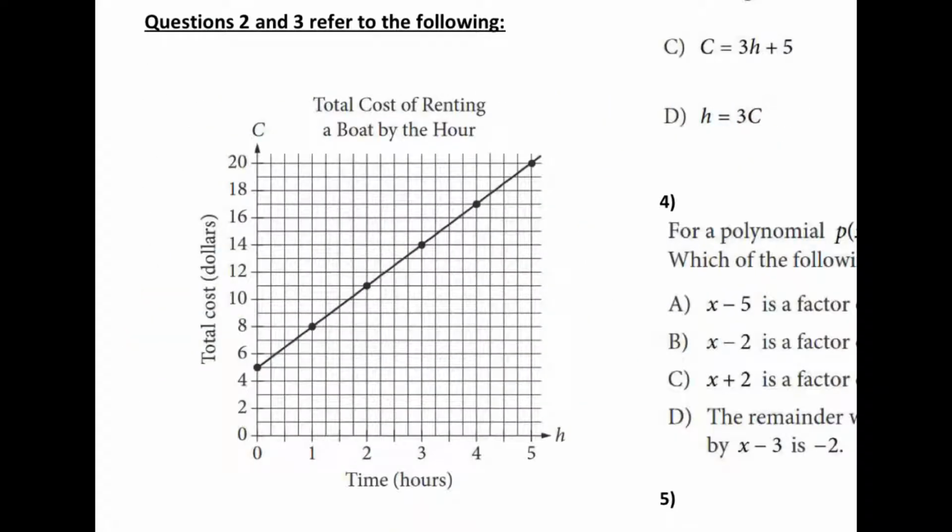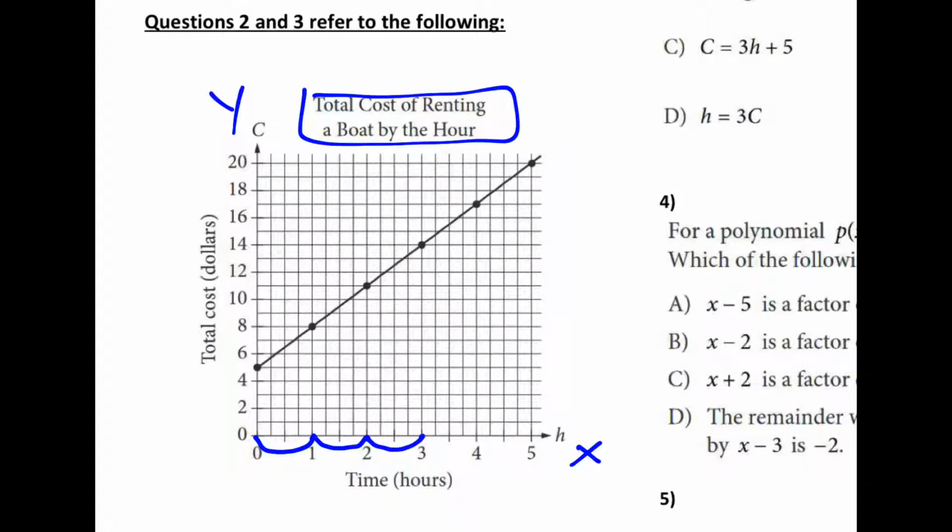Number 2 uses this graph about the total cost of renting a boat by the hour. And a couple things to note, our x-axis has the variable h, and our y-axis has the variable c. Also notice the scale. We count over 4 squares for every hour, so each actual little unit is like 15 minutes. But the y-axis, though it counts by 2s, every square is $1. So those are important things to note.